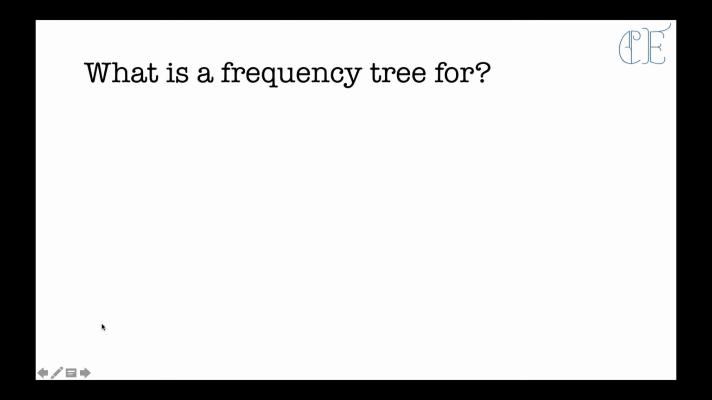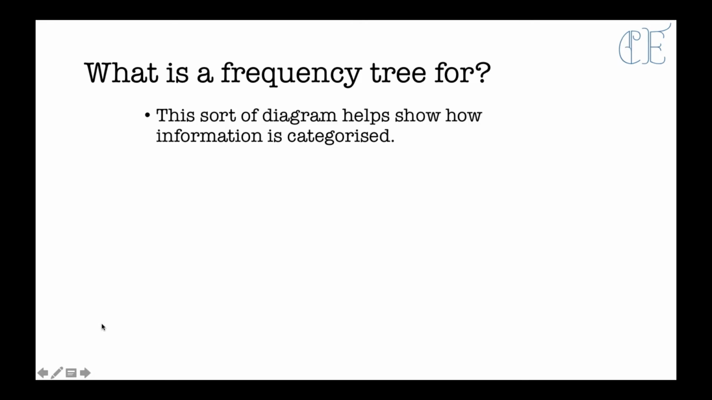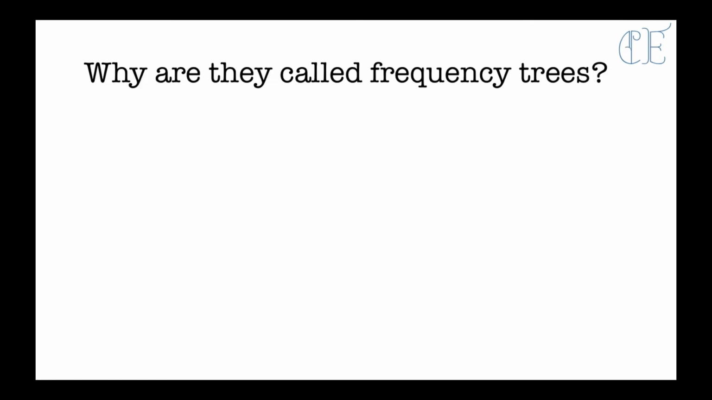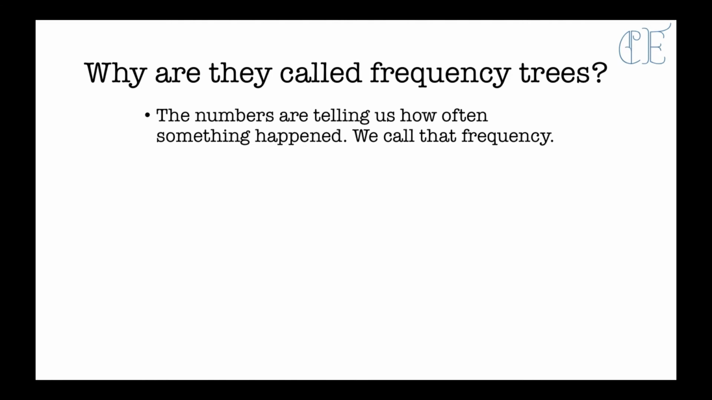So what is a frequency tree for? A frequency tree is a sort of diagram that helps to show how information is categorised. They can be used to help find probabilities as well. They are called frequency trees because the numbers are telling you how often something happened, and we call that frequency. We've done that before with tables, where there are 5 people in a class, one of them had 4 dogs, another had 3 dogs, another had no dogs, and another had 1 dog. The frequency is how many dogs they have. So the numbers are telling us how often something happened, and we call that a frequency.